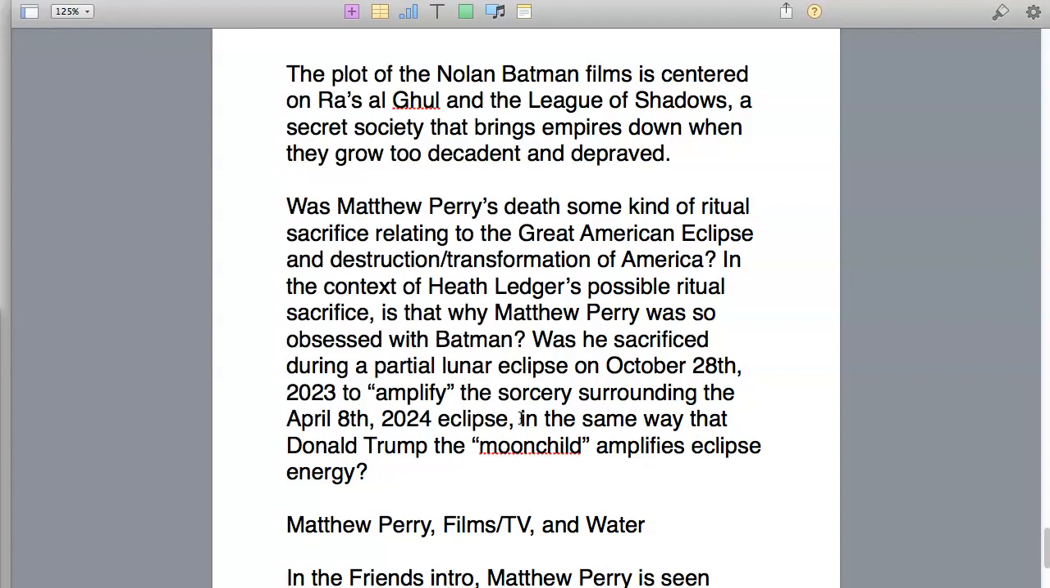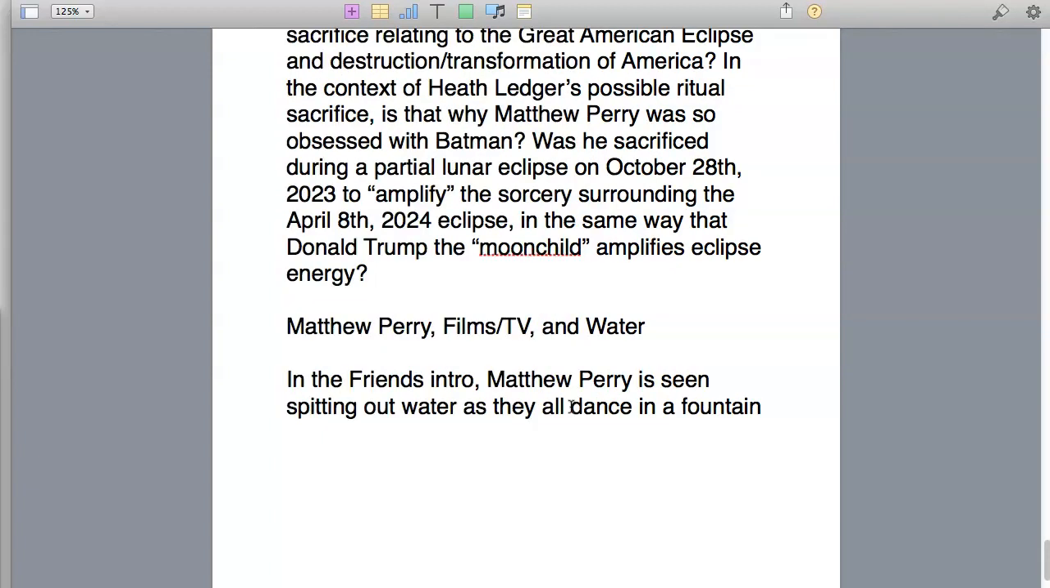And obviously that narrative is still playing out, and there will be many more iterations of it going forward, I'm sure, especially given the fact that Civil War, the film, comes out April 12th, 2024, 4 days after the eclipse, and given the larger context of the rest of the country and where everything is at. Now, let's get into Matthew Perry, films, TV, and water.